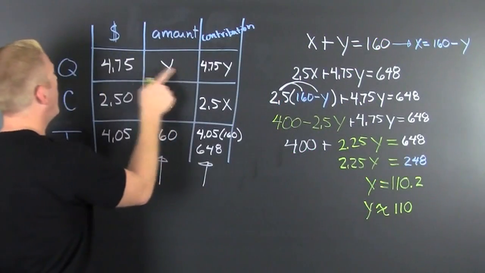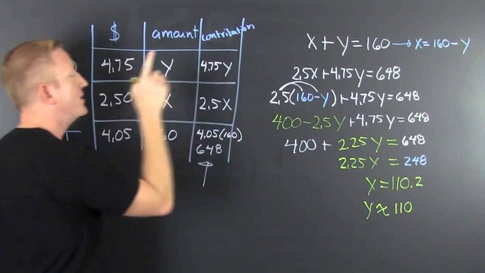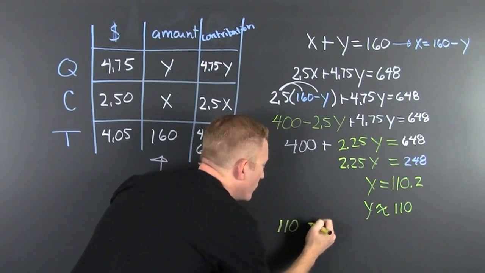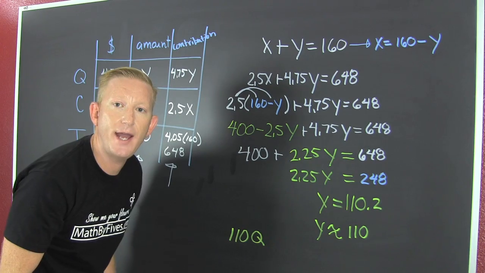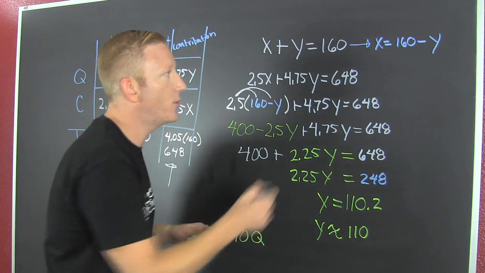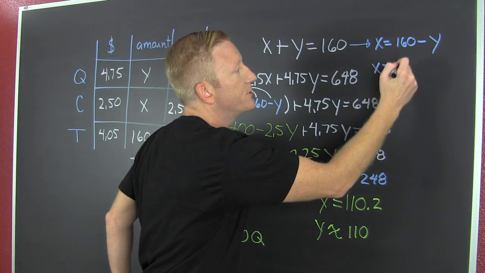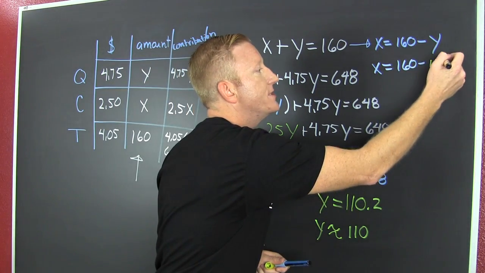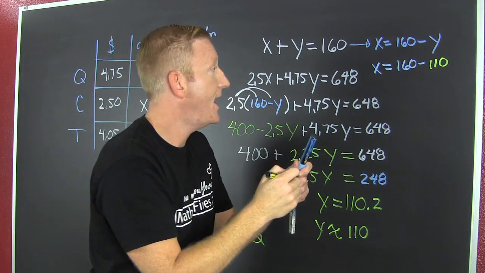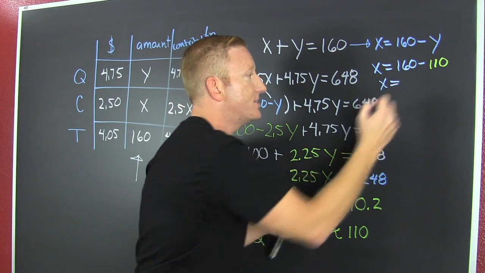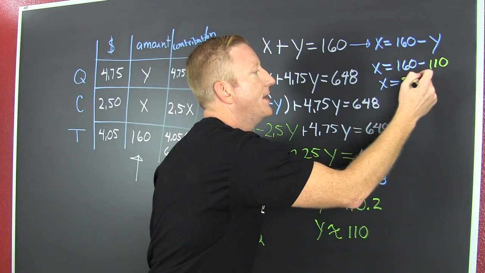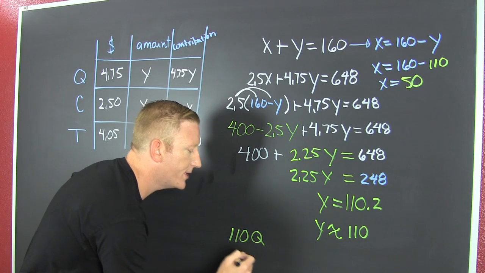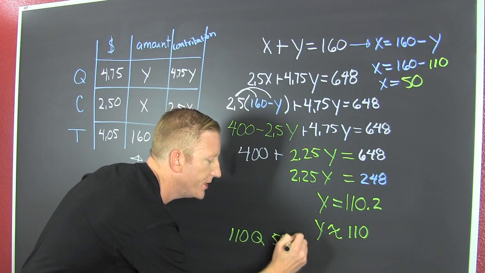What was Y? Y was the amount of quality beans. So we have 110 pounds of quality beans, but we need to find out how many cheap beans. So we go back up over here. X is equal to 160 minus my quality beans, 110. You can see that. And then my X turns out to be 50 pounds of cheap beans. Watering it down. 110 quality beans and 50 cheap beans.